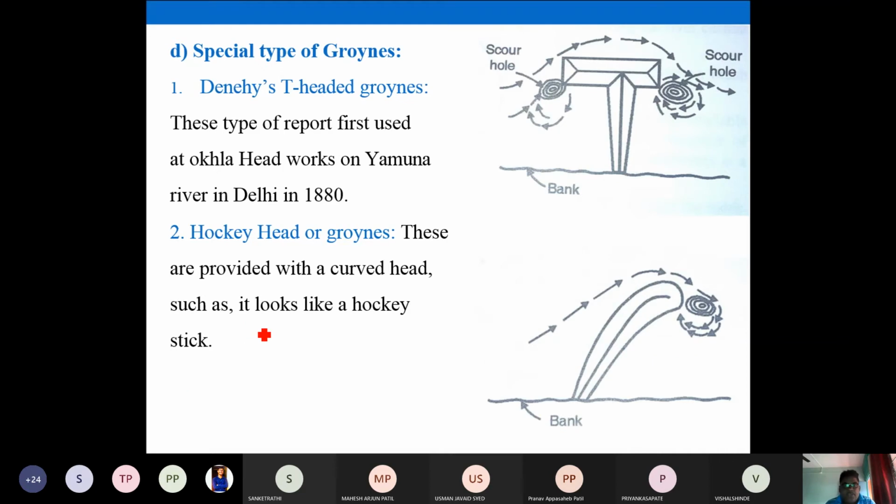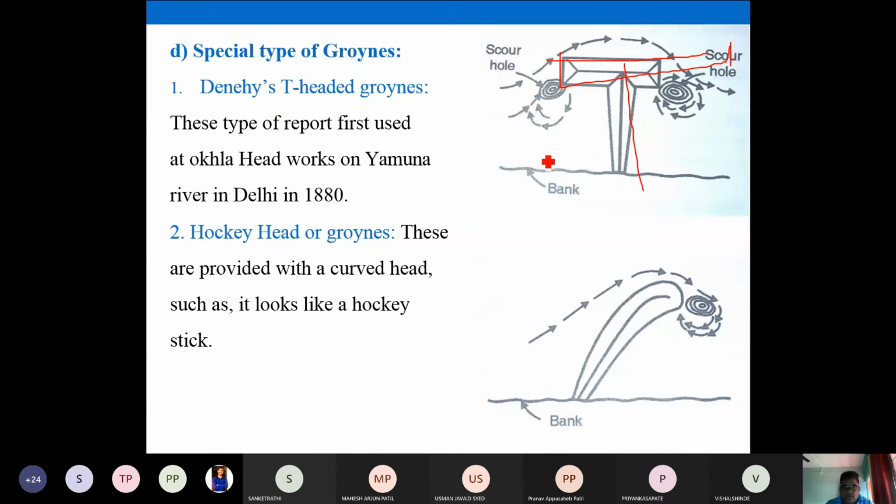Then, especially, I want to tell you about the Dennis T-headed groins. These types of groins were reported at the Okhla headworks on the Yamuna river in Delhi in 1880. Later it has been changed, but the shape of this groin is T-shaped. It was invented by Dennis, so that's why it is called the Dennis T-headed groin.